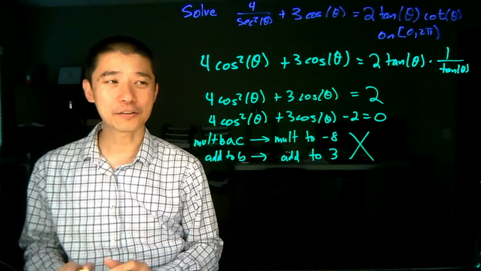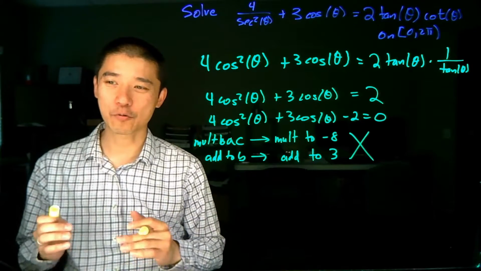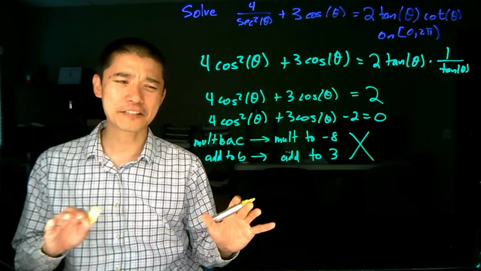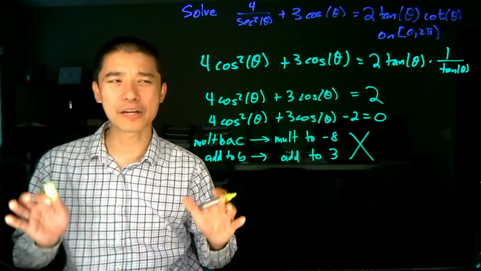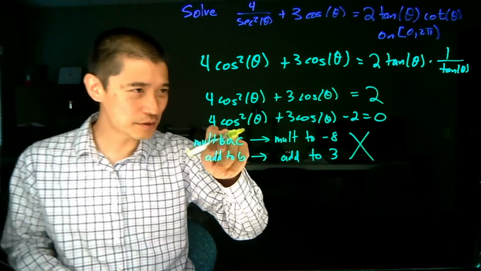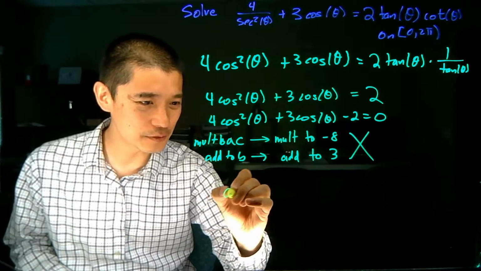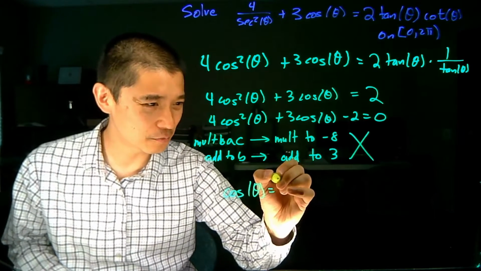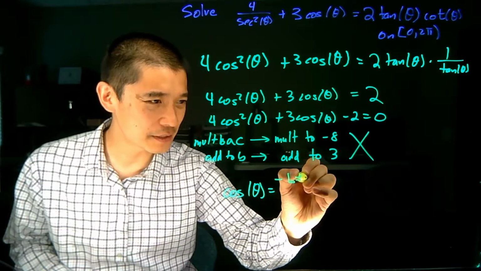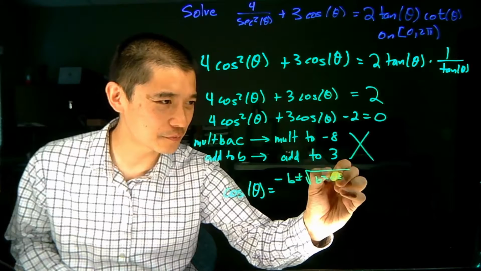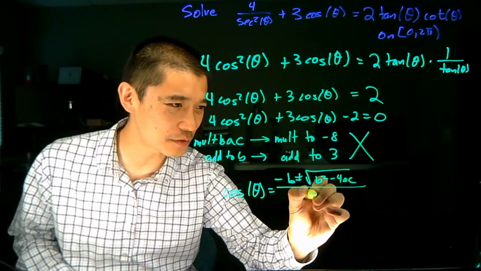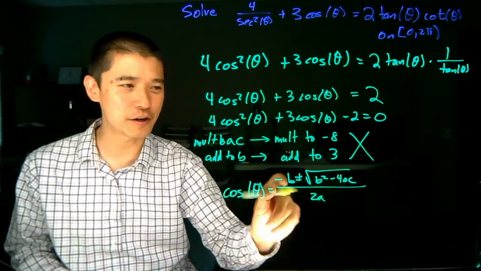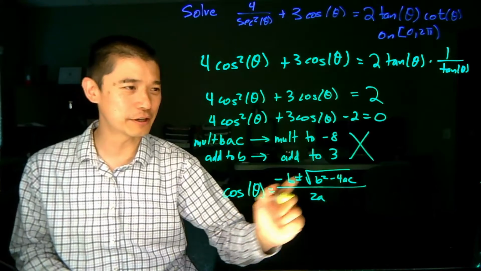When we can't factor, the other technique we have is the quadratic formula. Now, this is obviously less preferred because it's a lot messier, but sometimes you've got to do what you've got to do. So in this case, our variable is going to be cosine of theta. I'm going to write out the quadratic formula. Negative b plus or minus the square root of b squared minus 4ac, all of this over 2a. Make sure your fraction bar is long enough to capture both parts of the numerator.